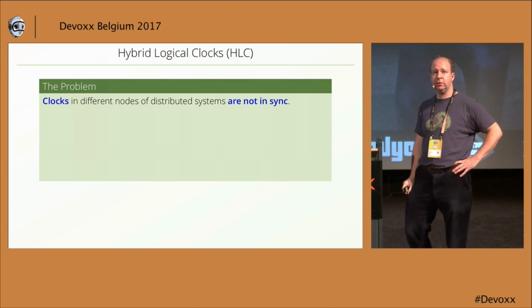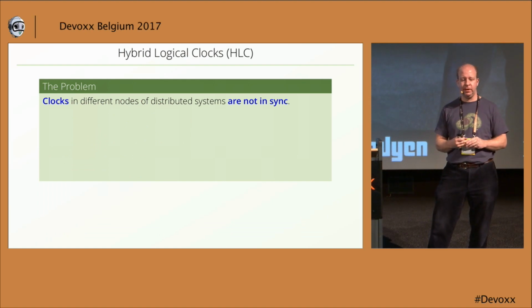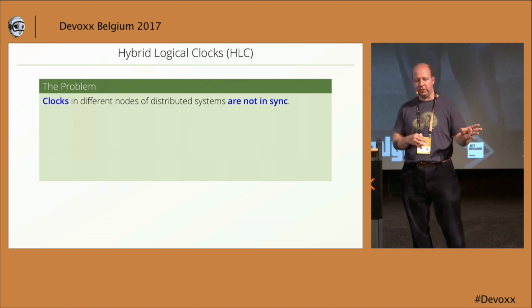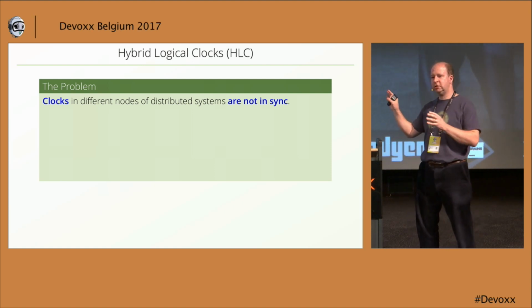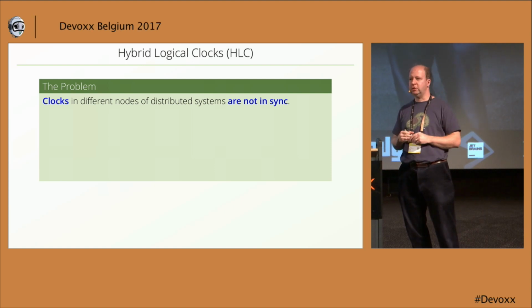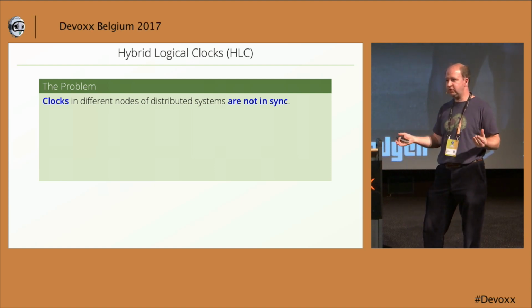Coming to the next topic, which is hybrid logical clock. Now, the two previous topics were essentially about a single node in a distributed system. This is now really distributed, as was the consensus in the beginning. The trouble is, if you have a distributed system, then the clocks in your different nodes are not in sync. There's no way to achieve that.